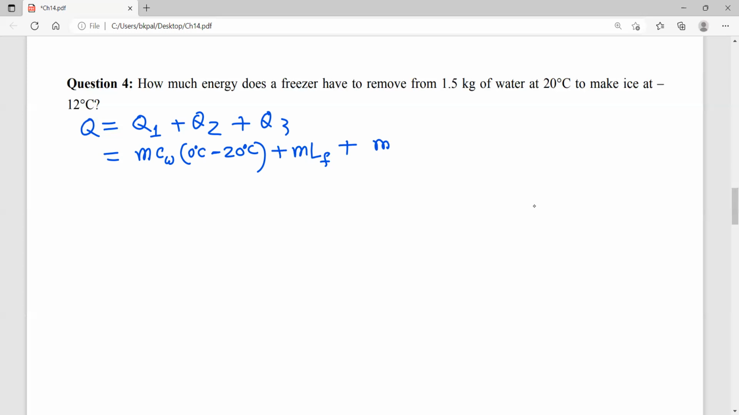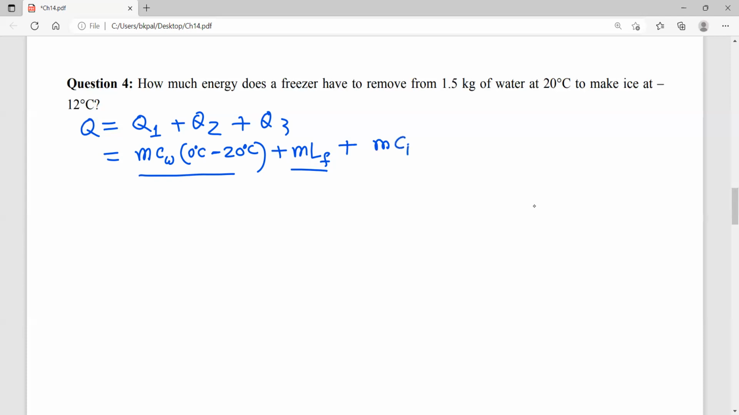So this water is now ice, and we need to remove some heat from the ice to decrease the temperature from 0 degrees Celsius to minus 12 degrees Celsius. So the first term is for the water, the second term is for the phase change, and the third term is for the ice.